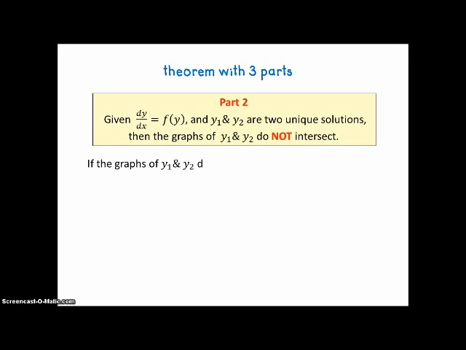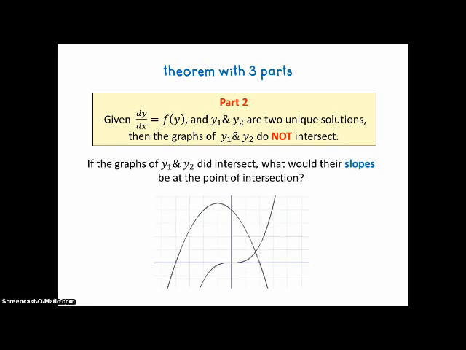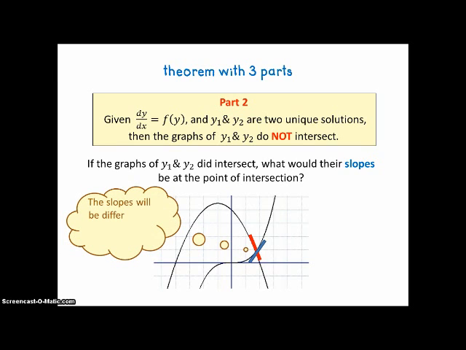Well, if the graphs of y1 and y2 did intersect, what would their slopes be at the point of intersection? For example, here are 2 graphs that intersect. Now, at the point of intersection, the upside down parabola has a negative slope, and the cubic function has a positive slope. But they wouldn't have to be so diametrically opposed, but if they intersect, that means they're not parallel. And if they're not parallel, then they have to have different slopes at that point, right? The slopes will be different at the point of intersection.